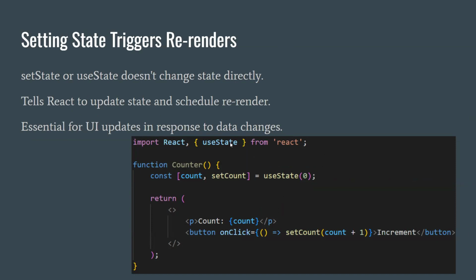Setting state triggers re-renders. When we update the state using the setState function or the useState hook, we're not directly modifying the state variable. Instead, we're telling React, hey React, I want to update this piece of state. Then React schedules a re-render of the component with this new state value. This process is different from how we might intuitively think about updating variables, and it is a core part of React's design, allowing for efficient updates and rendering of the UIs based on user interactions and data changes. We'll definitely talk more about this React design in a different lecture.